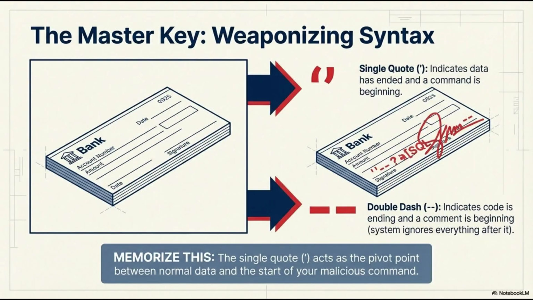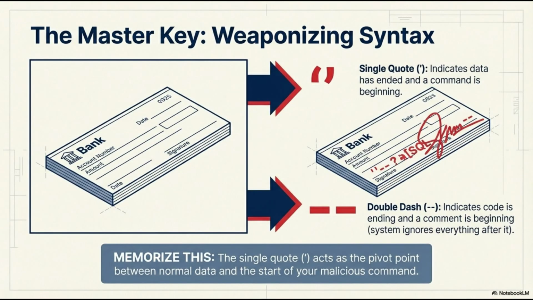This slide focuses on two seemingly minor pieces of punctuation that fundamentally alter how a system processes data. The single quote and the double dash. Yes. In SQL syntax, the single quote acts as the pivot point. It signals to the backend interpreter that the normal data string has ended and a new system command is beginning. And the double dash serves an equally destructive purpose. In SQL, a double dash indicates that the current line of code is ending, and anything following it should be treated as a comment.